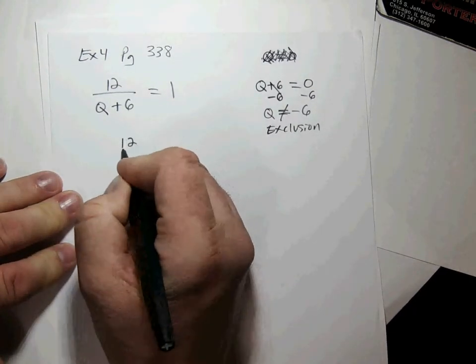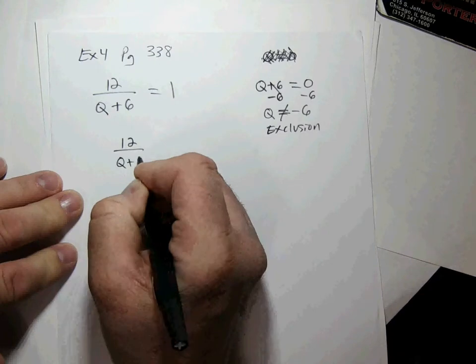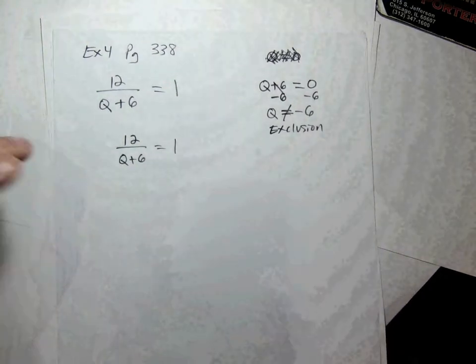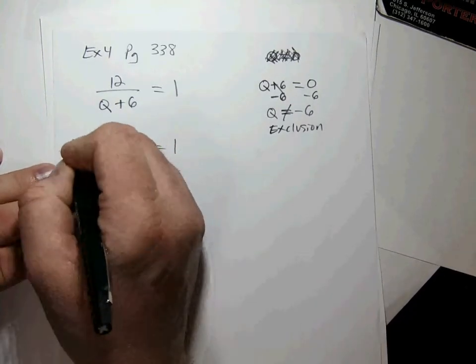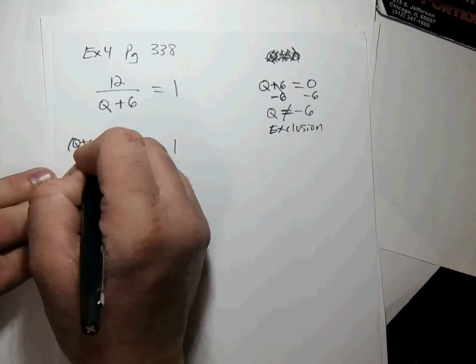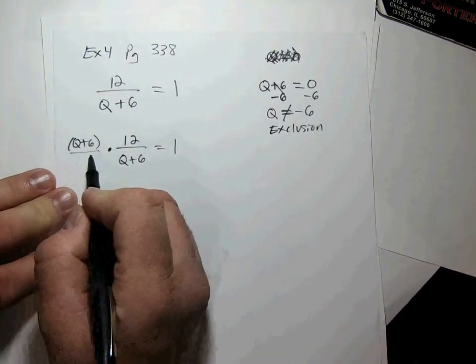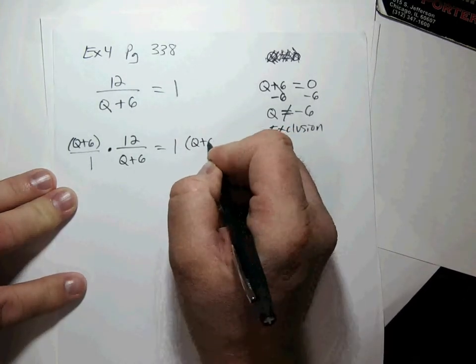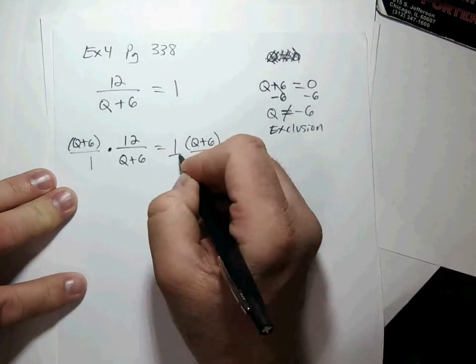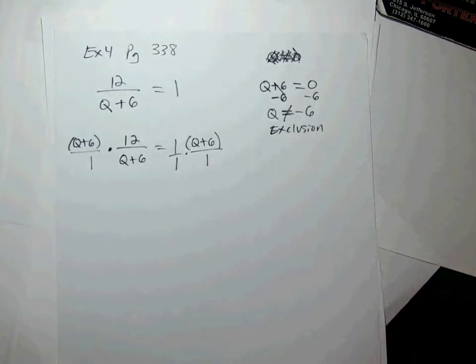Otherwise, let's solve. I'm going to rewrite it just to give myself a little more room. I got a little more complicated creature down there in that denominator now, but that is my common denominator, that q plus 6. So I'm going to multiply by a q plus 6 up top here. Okay? Put it over 1 if that makes me feel better. Q plus 6 over 1, 1 over 1. Okay?